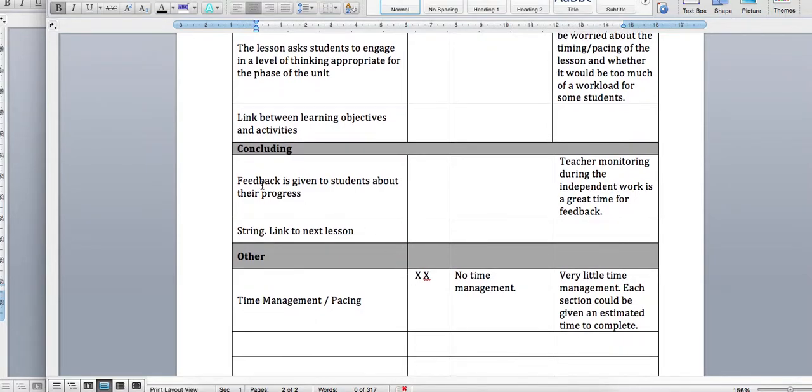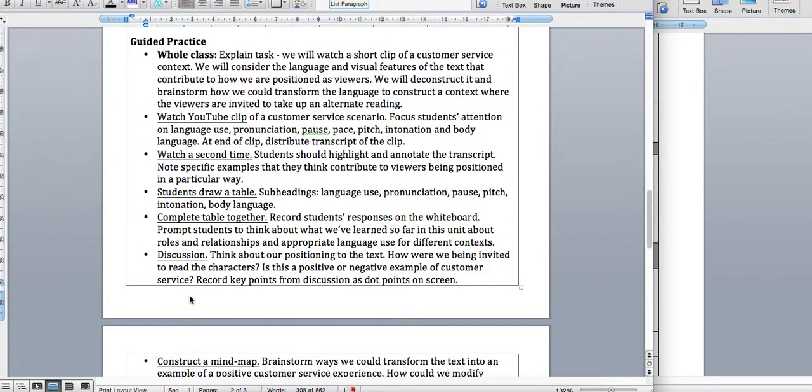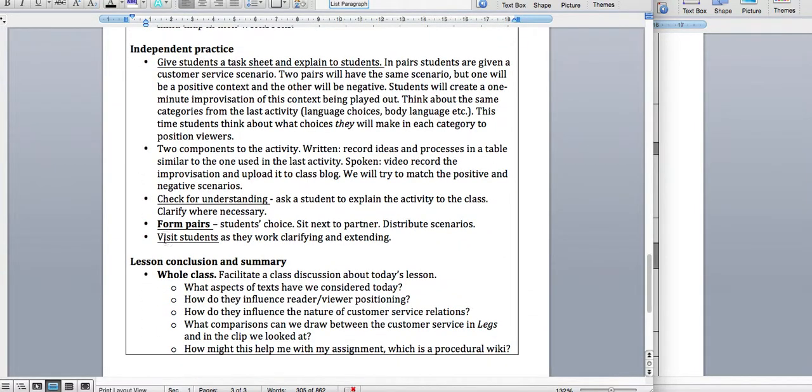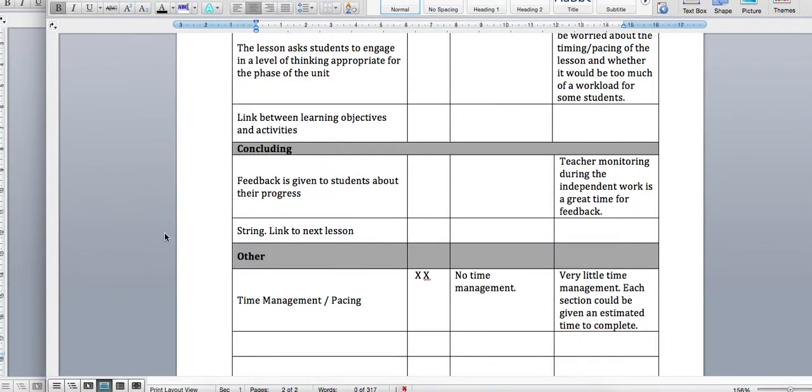Okay, finishing up. Feedback is given to students about their progress. So in the second lesson, teacher monitoring during the independent work is a great time for feedback. That's right. So while the students are practicing, we're visiting students as they work, clarifying, asking them questions. Okay, the Socratic questioning technique perhaps. So extending them. That doesn't happen in lesson 1 though.